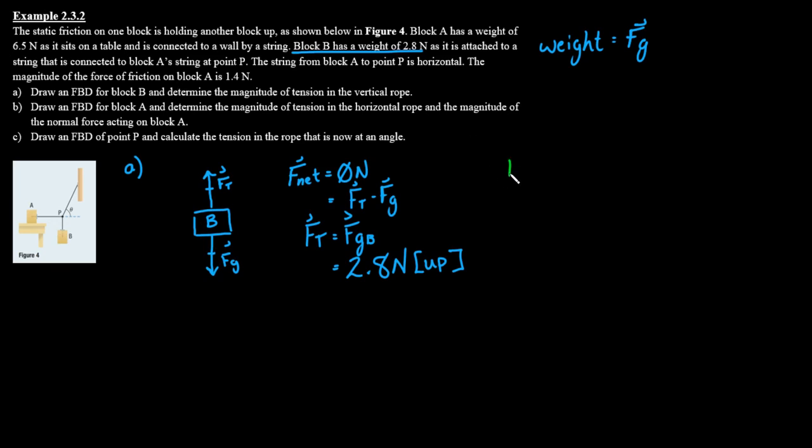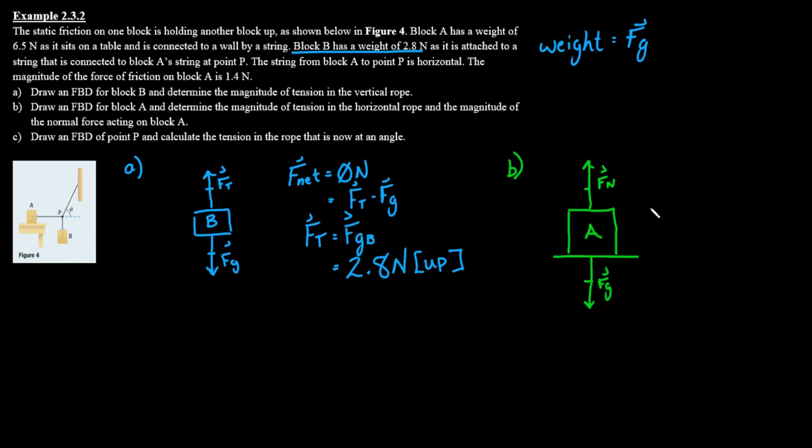For part B, now we're looking at block A that's resting on the table. So we have some table, and block A is resting on it. Because we're sitting on a table, remember that the force of normal in this case is going to have to equal that force of gravity that acts down on it.